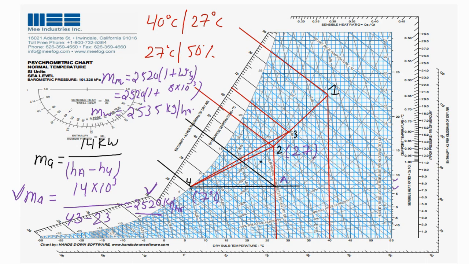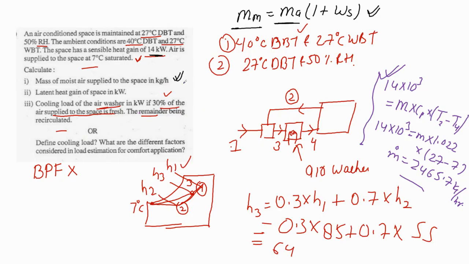So this is the mass of moist air. If we take this formula, it is 2465.7 into 1 plus 6 into 10 raised to power minus 3. So we solve and we get the mass of moist air as 2481 kg per hour.